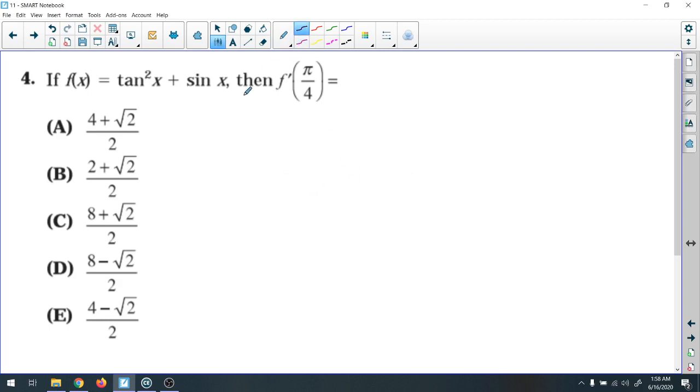Okay, given a question from an AP calculus test: function f of x equals tangent square of x plus sine x. Find the derivative at x equals pi over 4. So let's write the function. f of x equals tangent square of tangent x, plus sine x.